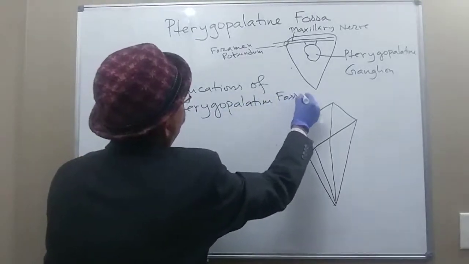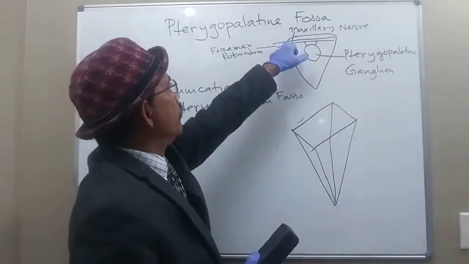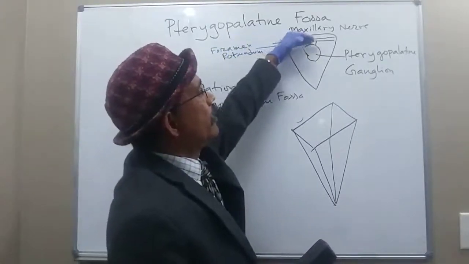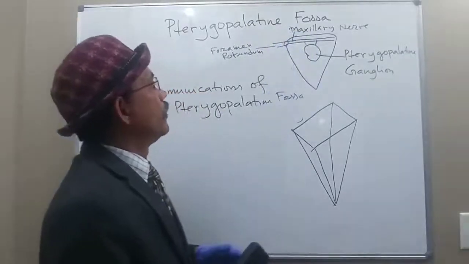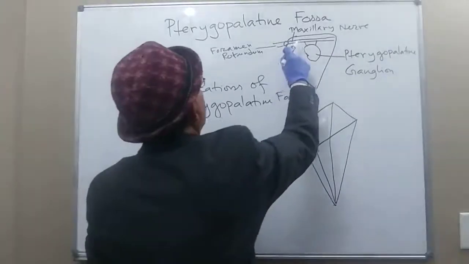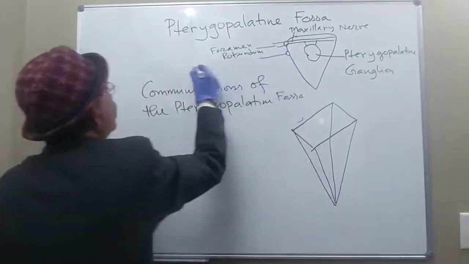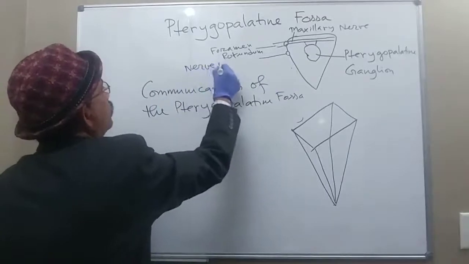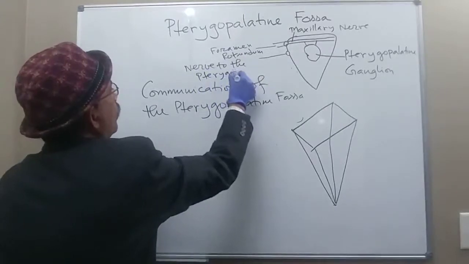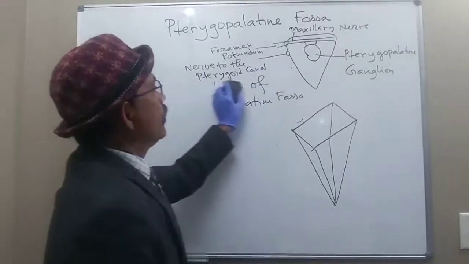So this fossa communicates posteriorly and above through the foramen rotundum, through which the maxillary nerve enters the pterygopalatine fossa. Okay, this is one communication. We have also the nerve to the pterygoid canal. That is very important. The nerve to the pterygoid canal is so important to us.